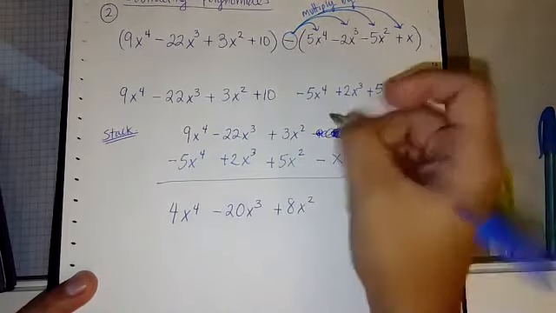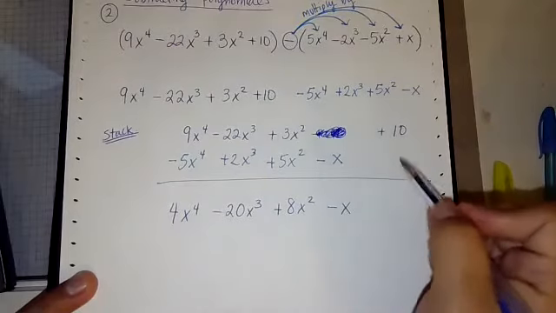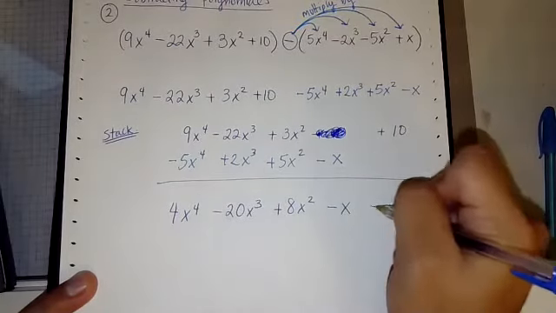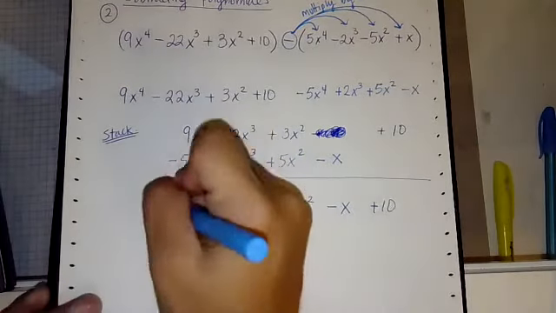Since there's no x term in that first polynomial, I'll just bring negative x down. And since there's no constant in the second polynomial, I'll just bring the 10 down. And so this will be your final answer.